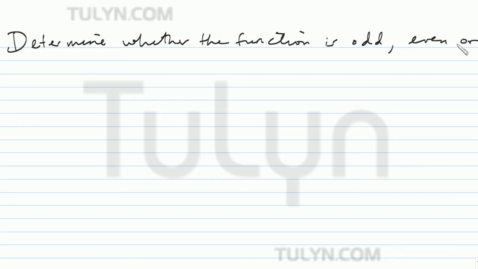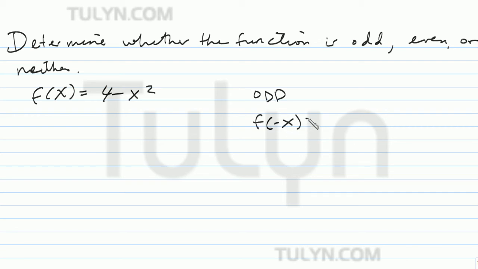Determine whether the function is odd, even, or neither. Okay, so f of x equals 4 minus x squared. Let's go with the rules for odd and even and neither. If a function is odd, f of negative x equals negative f of x. If the function is even, f of negative x equals f of x.